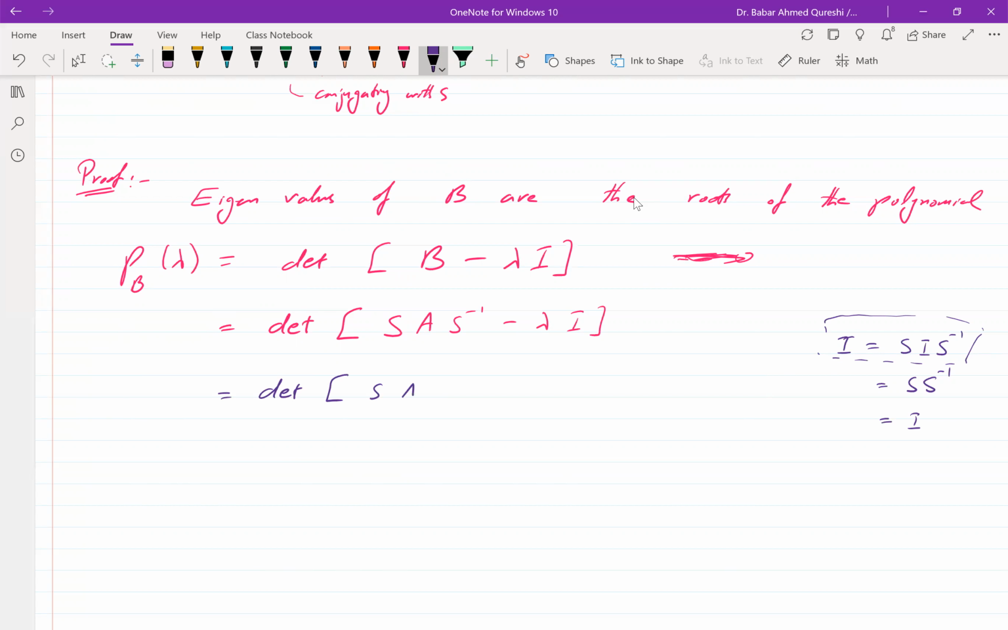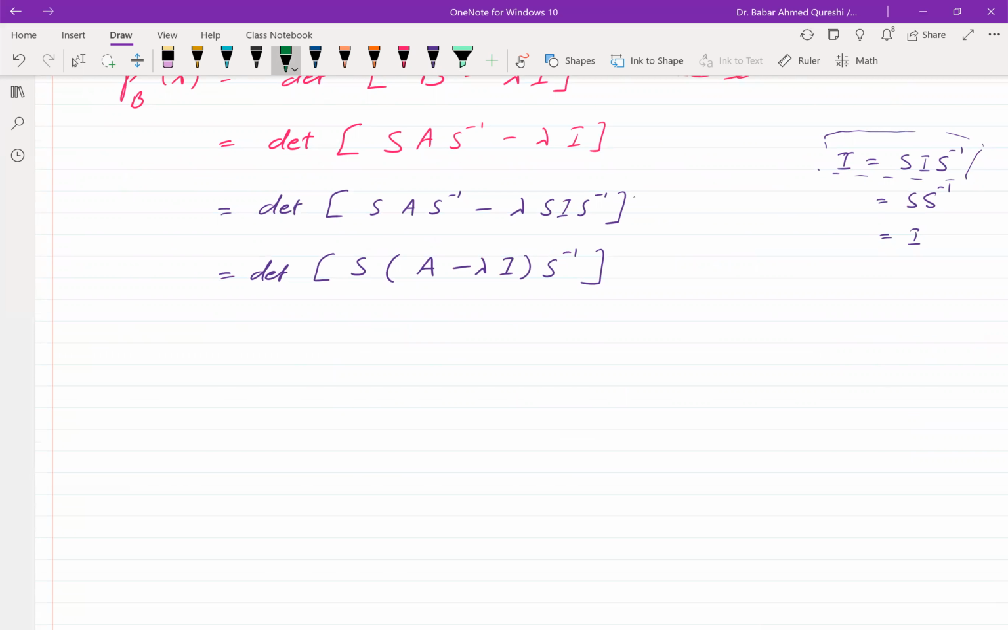So because of this, I can write this I as S I S inverse, and that can be written as S times (A minus lambda I) times S inverse. Now we use the properties of the determinant. So we know that the determinant breaks over matrices. So this is equal to determinant of S, determinant of A minus lambda I, times determinant of S inverse.